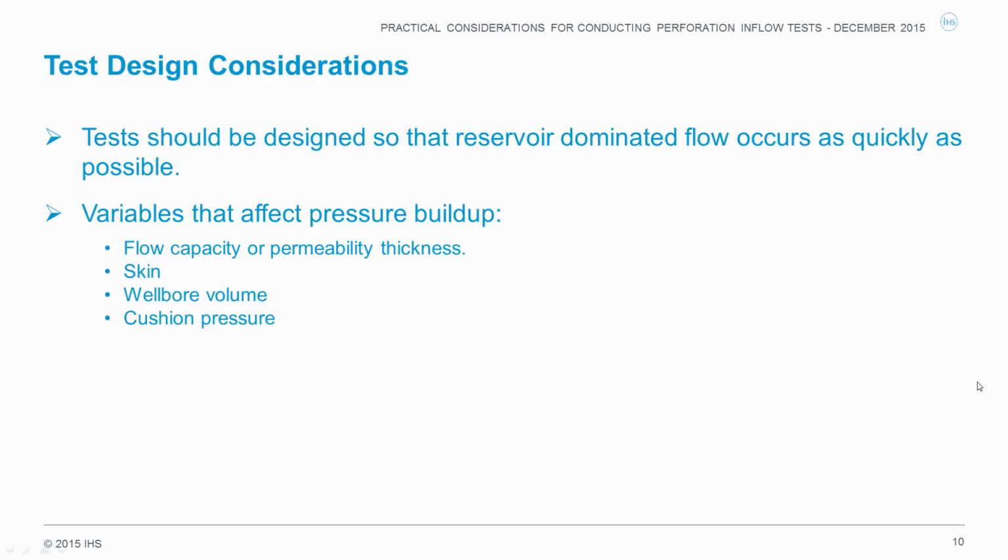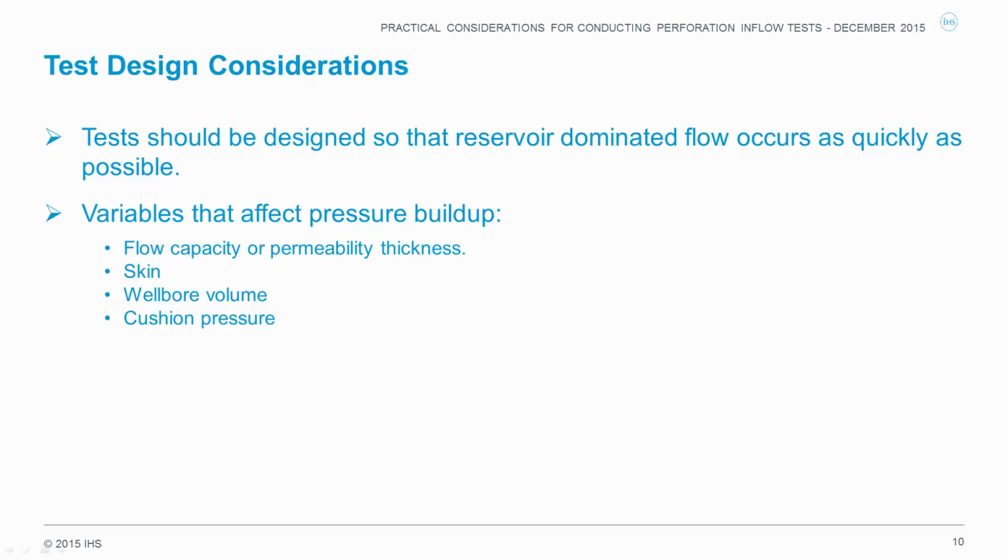Cushion pressure. Cushion pressure is the pressure in the wellbore prior to perforating. So it can be higher than the average reservoir pressure. In the case of overbalanced perforation, it can be higher than the reservoir pressure, and in perforating underbalanced, it can be lower. So the smaller the difference between the cushion pressure and the average reservoir pressure, the quicker the buildup is going to be, and less of an effect wellbore volume is going to have on the pressure response.